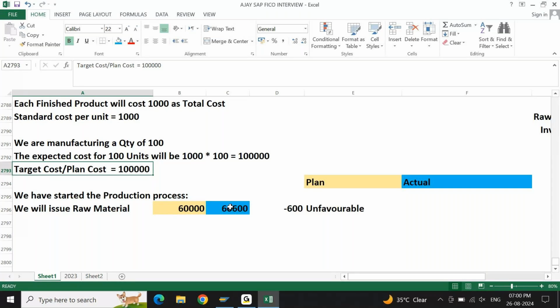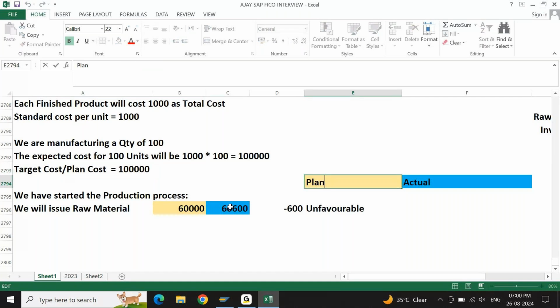Target cost. Now you'll have to put plan or target, because people might be mostly using a term called target cost rather than planned cost. But either way, you should not get confused.